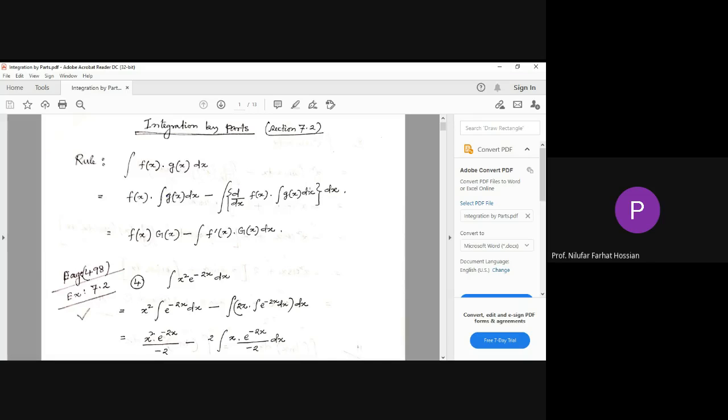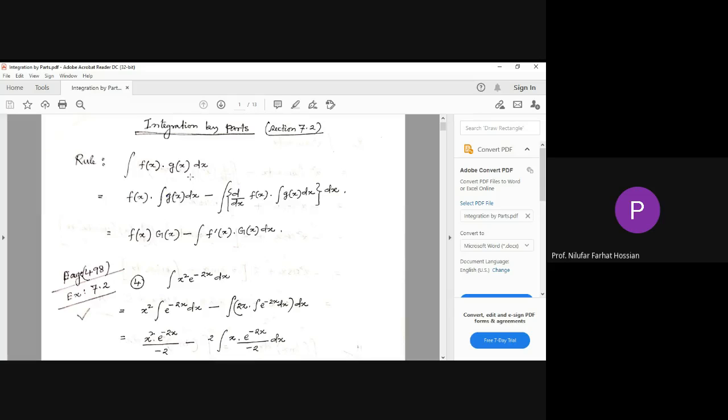You see, this dx is for the inner integration, and this dx is for the whole integration. So under this whole integration, there are two operations: d/dx of the first function into integration of the second function. Whatever you get here, finally you have to integrate on this whole thing. This is your formula. So at first you have to check which function is easily integrable. That function is to be taken as the second function.